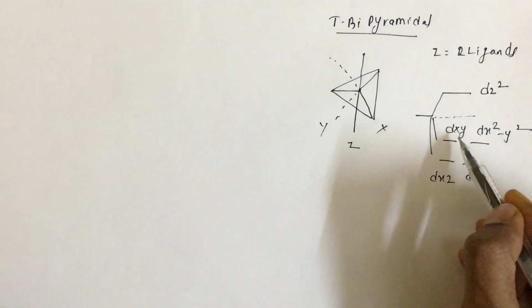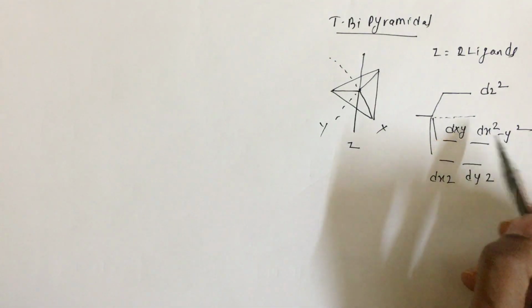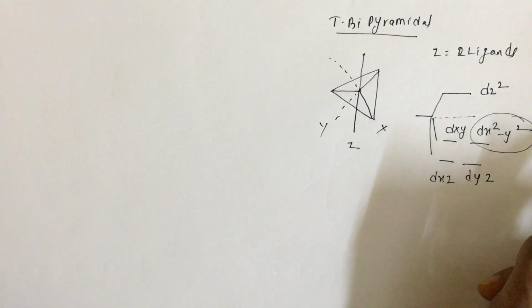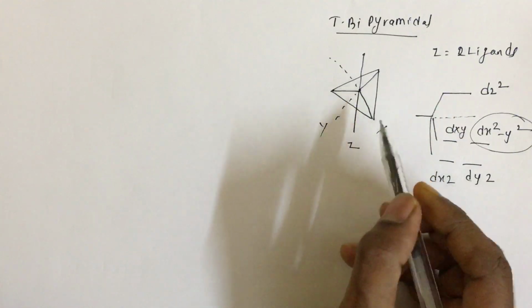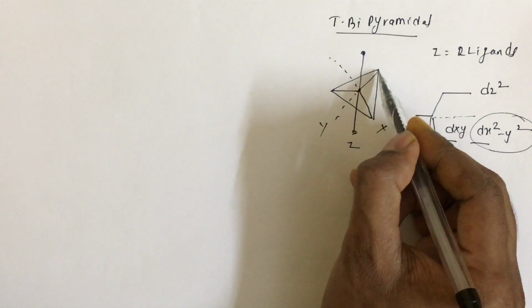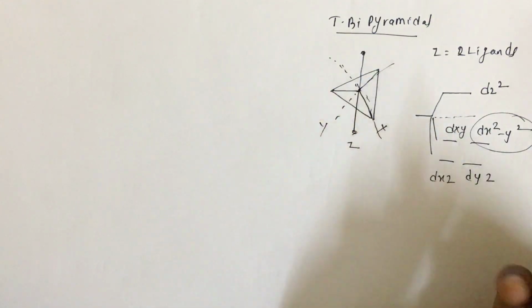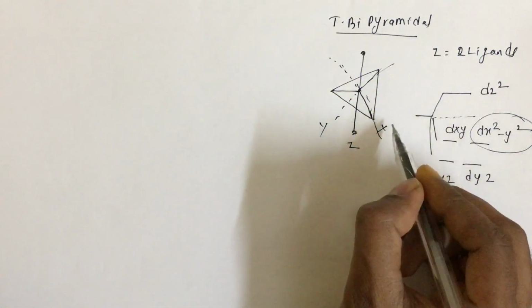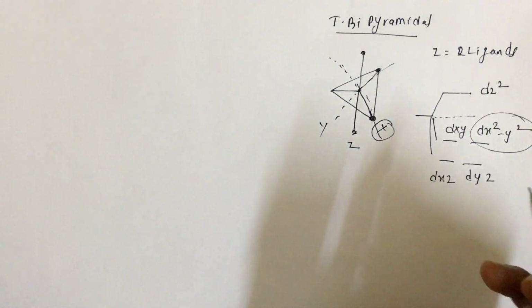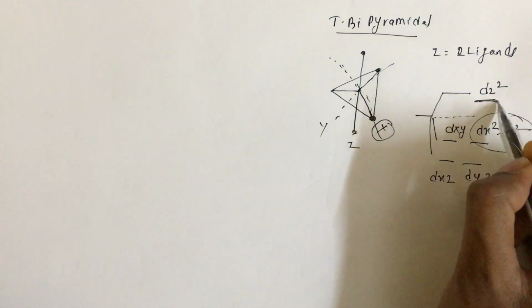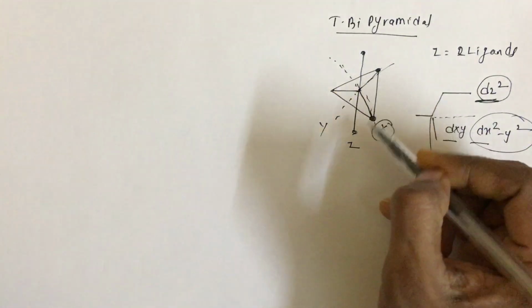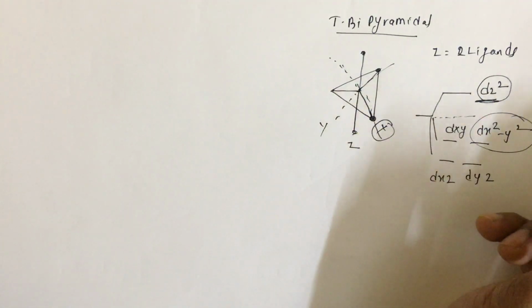So why is dx square minus y square less in energy? The main thing is there are two ligands present along the z-axis, but individually we can see from the x and y axis. Along the x-axis there is only one ligand, along the z-axis there is only one ligand. So this is the reason why dz square has more energy compared to dx square minus y square. Along the z-axis there are two ligands present, due to that it has a higher energy.